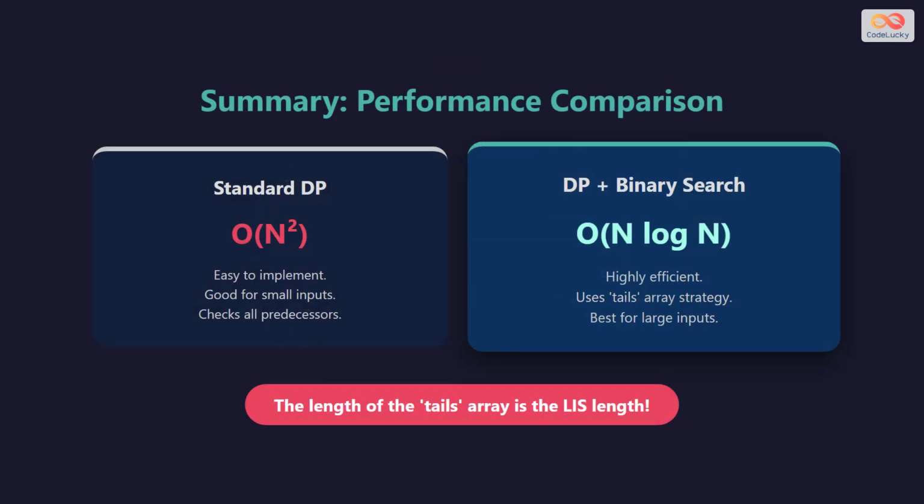In summary, while the standard dynamic programming approach is intuitive, the binary search method is far superior for performance. The length of the tails list we built corresponds exactly to the length of the longest increasing subsequence. This allows us to solve the problem in O(n log n) time, handling massive arrays with ease.